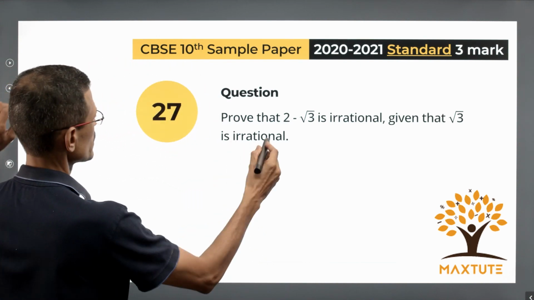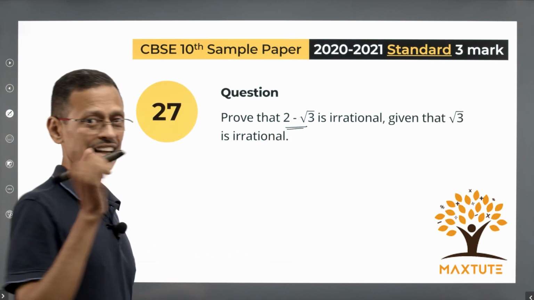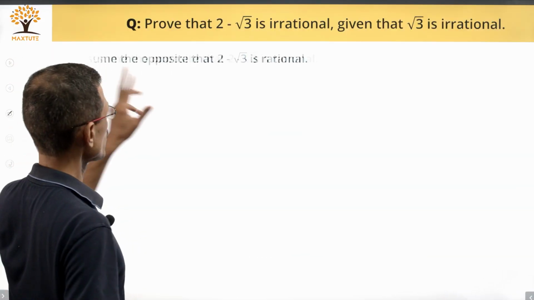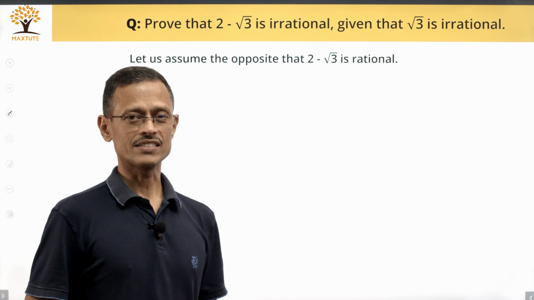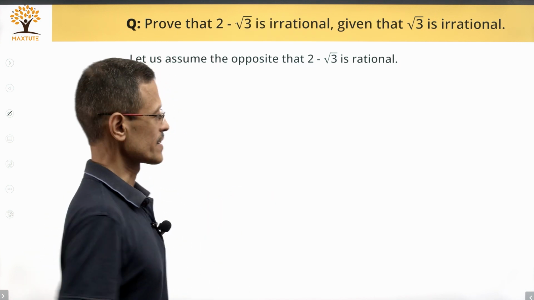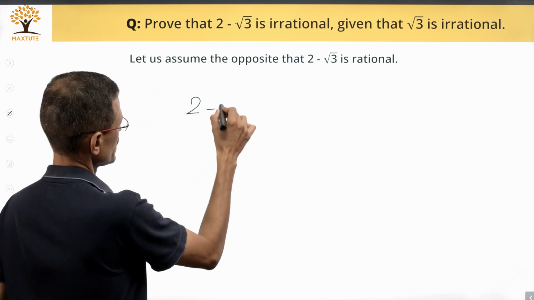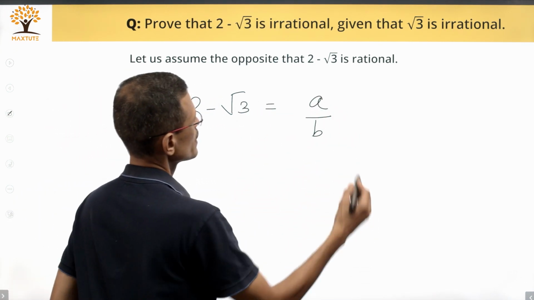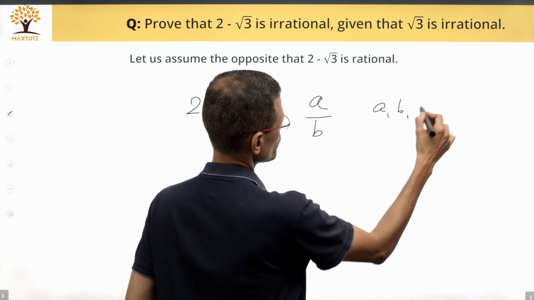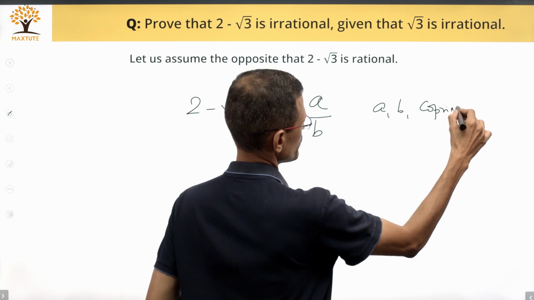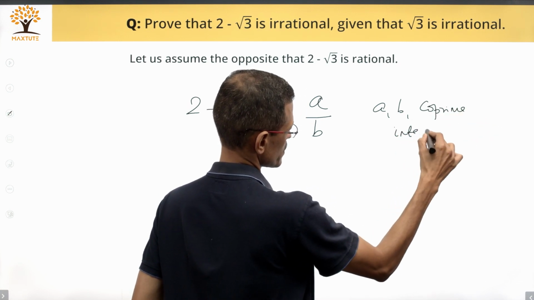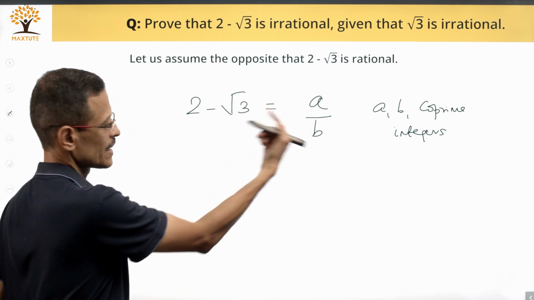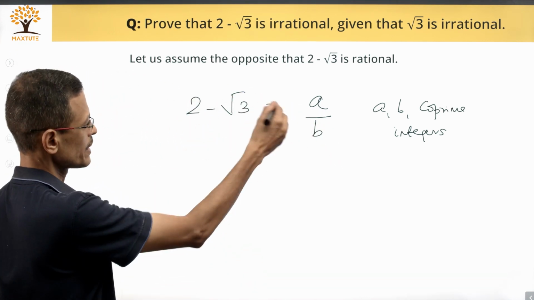We're going to assume that 2 minus root 3 is rational. What we are trying to prove is that it is irrational, so we are assuming the opposite. We are assuming that this is rational. If 2 minus root 3 is rational, any rational number can be expressed in the form of a fraction a by b, where a and b are co-prime integers. So what do we have here? Let's take this root 3 to one side and bring the a by b to the other side.